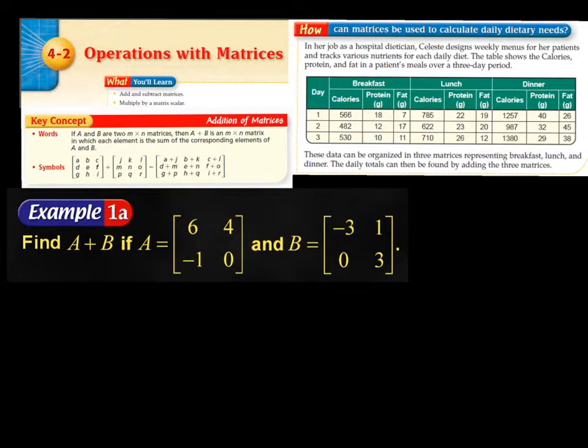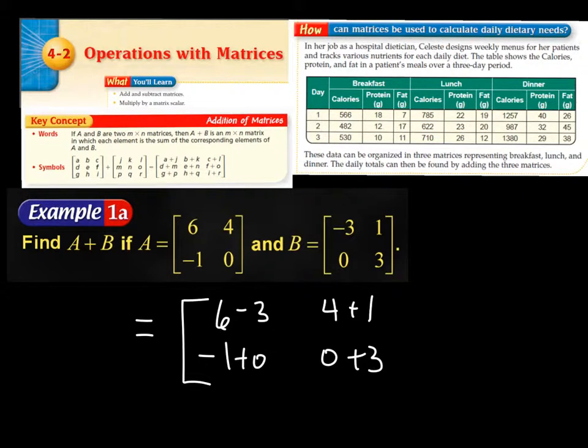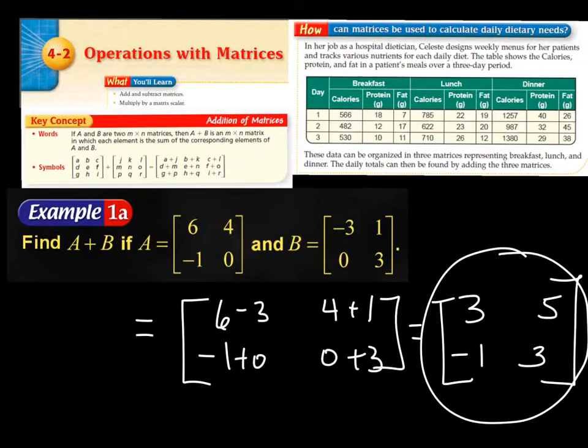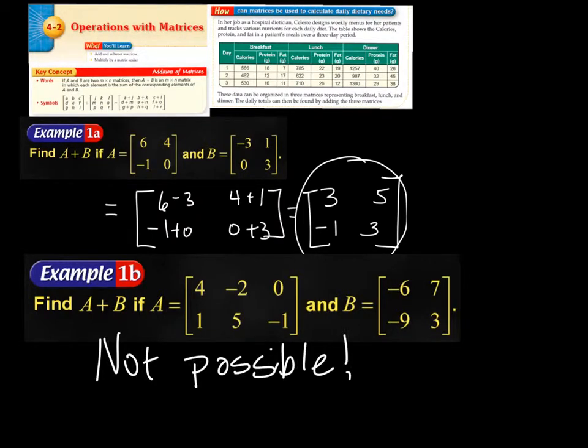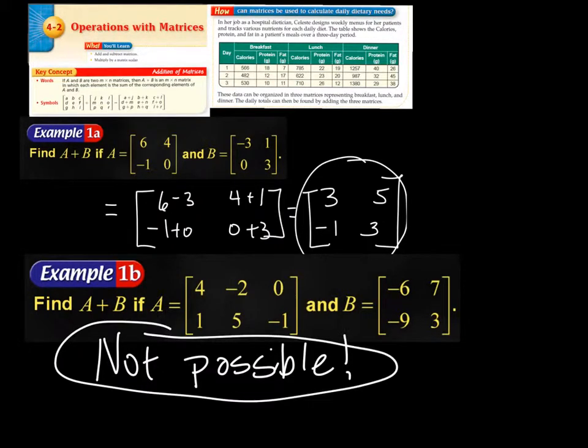they do. So all I'm going to have to do is add 6 plus -3, 4 plus 1, -1 plus 0, and 0 plus 3. And I get 3, 5, -1, and 3, and that's all there is to that. Now, if they try to have me add something with different dimensions, I'm going to say, it can't be done. We're done. In order to add, they have to have the same dimensions or we can't do it.